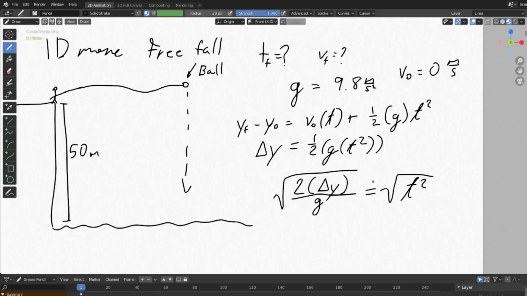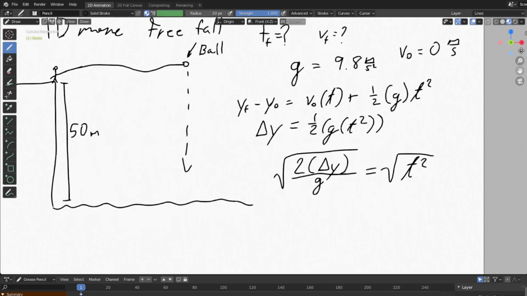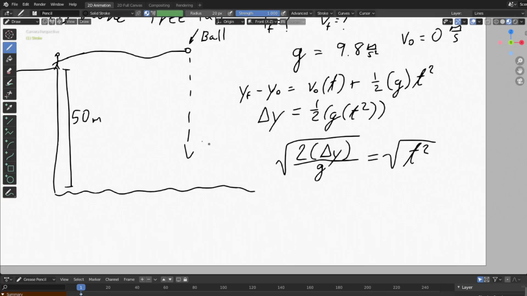And then we end up with this formula where the square root of t squared is equal to the square root of 2 times delta y over g. So now we can plug in stuff into it, and I should have a calculator out, but I don't, which is not good. So I'm gonna take out my phone so I can have it going in the background.